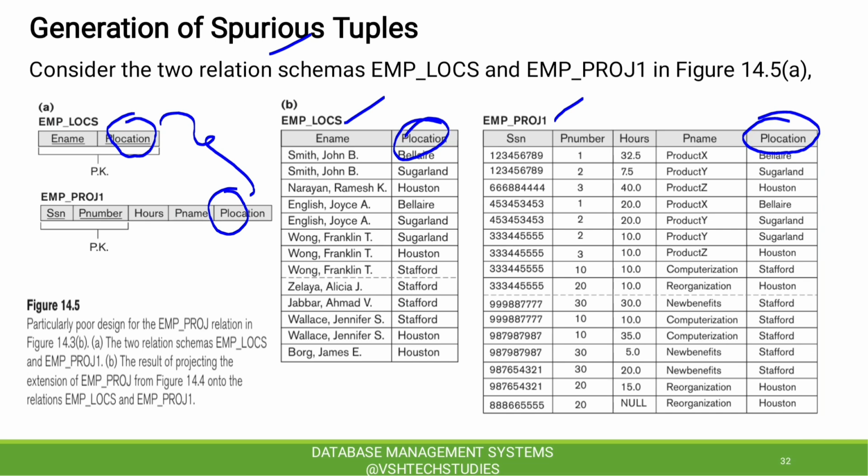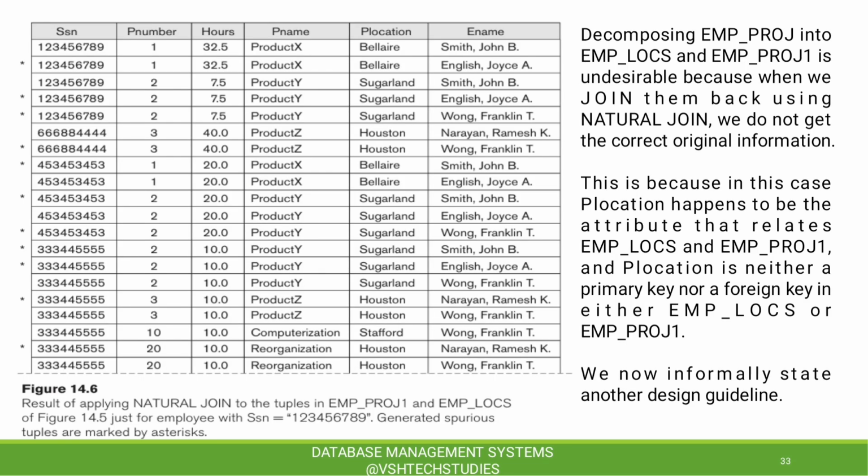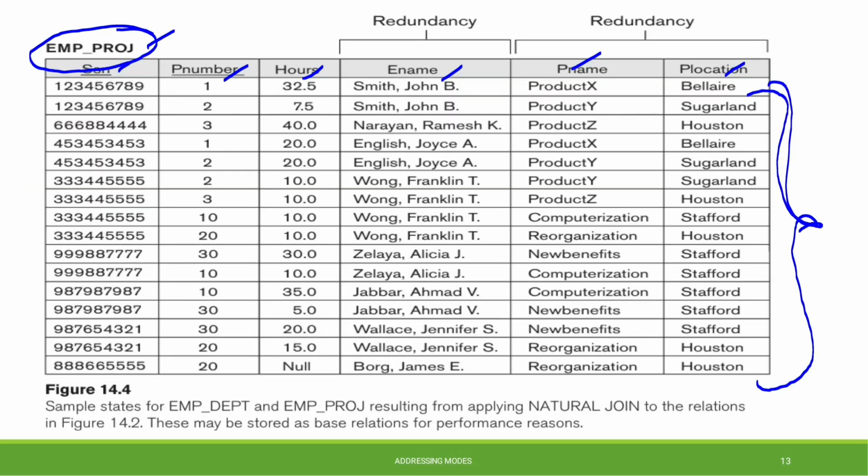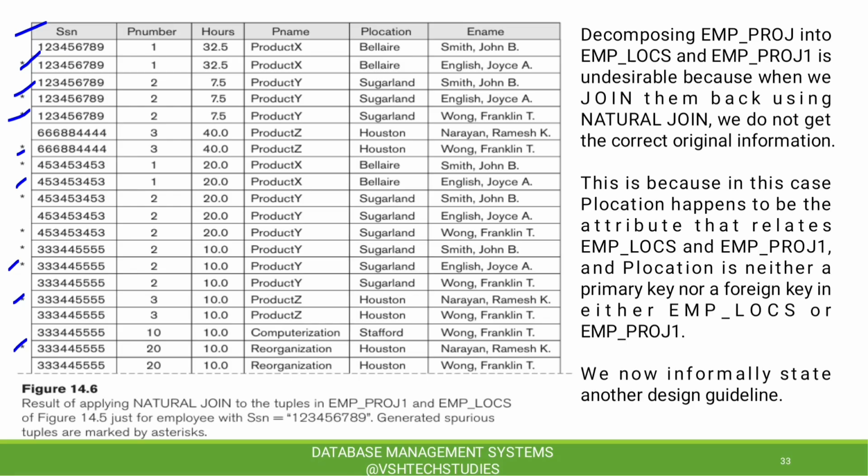But if you see the EMP_PROJ relation after the join operation, these star marked tuples are the extra tuples which were not in the original EMP_PROJ relation. So other than these, some extra tuples are there. These extra tuples, the star marked tuples, are called spurious tuples, meaningless tuples, because they were not there in the original EMP_PROJ relation.